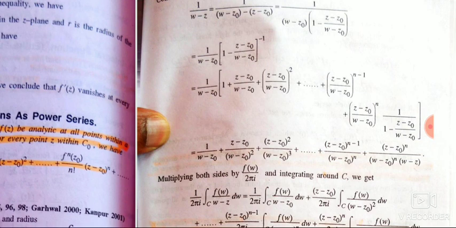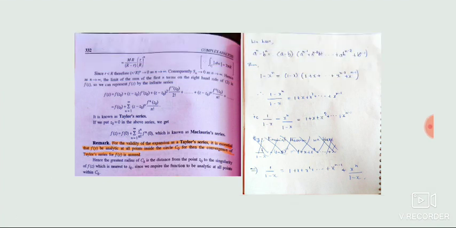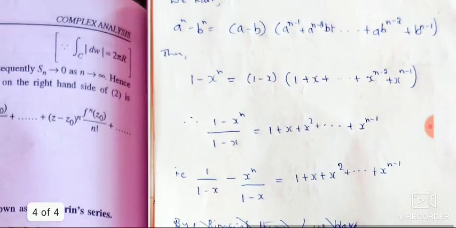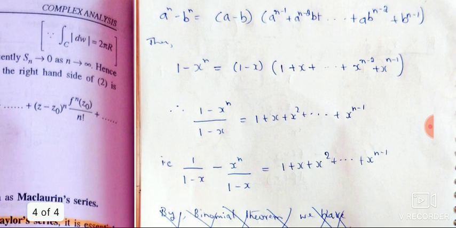For that I use some formula. You have to remember this formula, that is A power n minus B power n is equal to A minus B into A power n minus 1 plus A power n minus 2 into B plus dot dot dot till A into B power n minus 2 plus B power n minus 1. This is one formula we already had. You might have studied it in your lower classes.